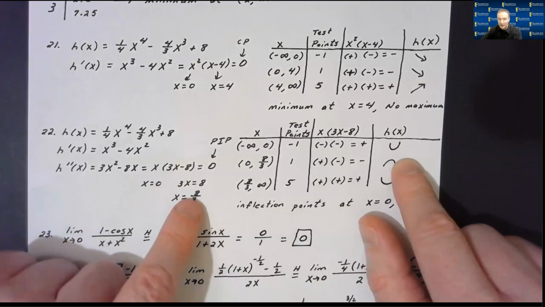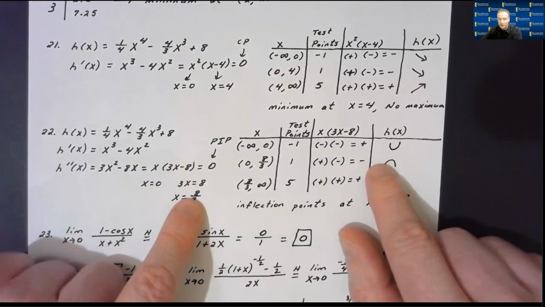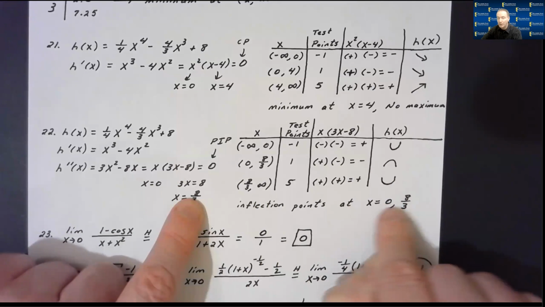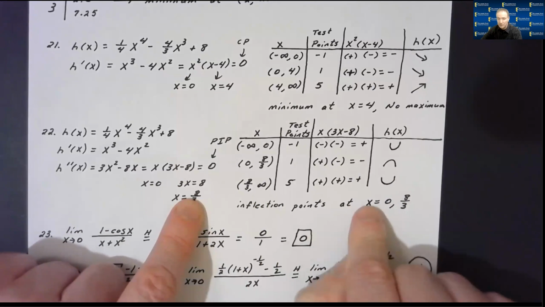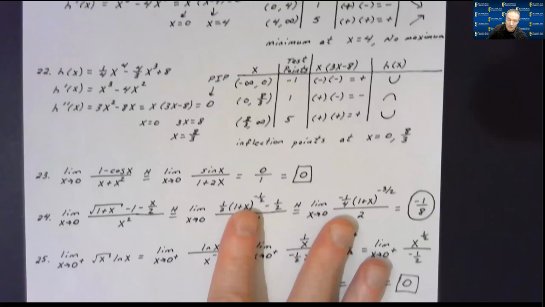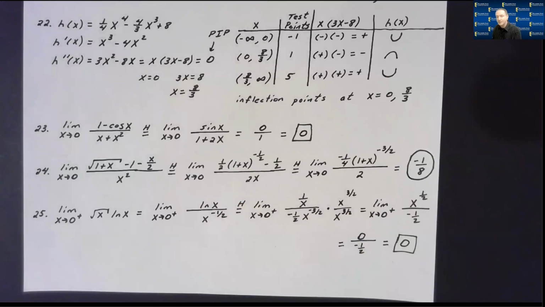Did it change concavity at 8/3? Absolutely. It was concave down before 8/3, concave up after 8/3. So inflection points at both of the potential inflection points, 0 and 8/3. Now, 23 gets into the L'Hopital problems.